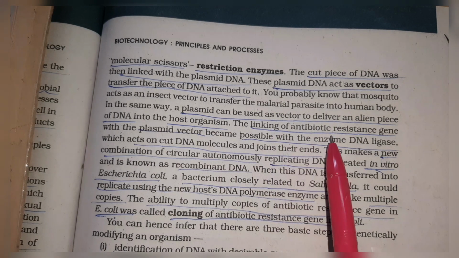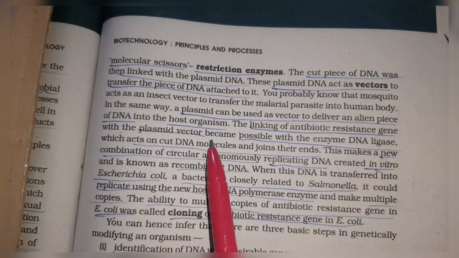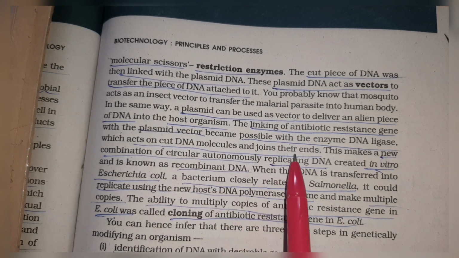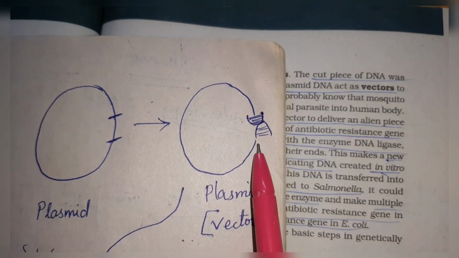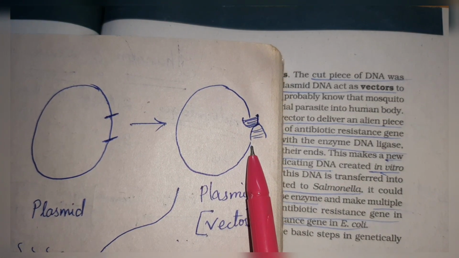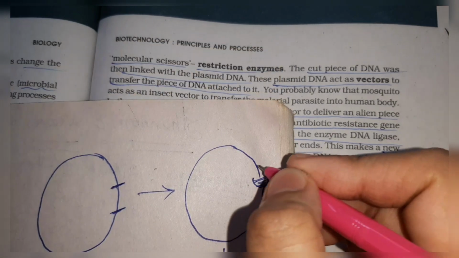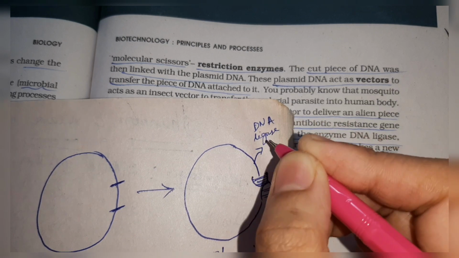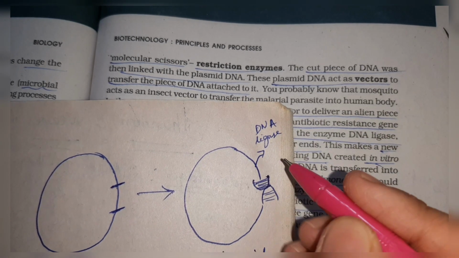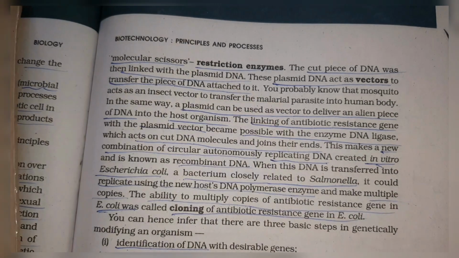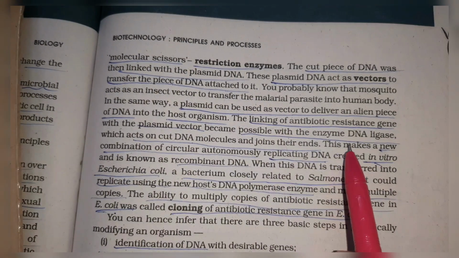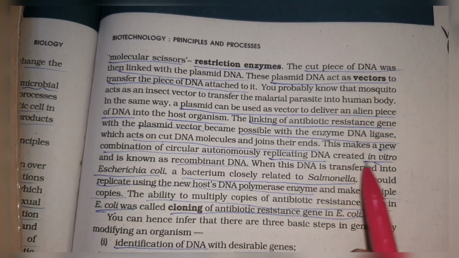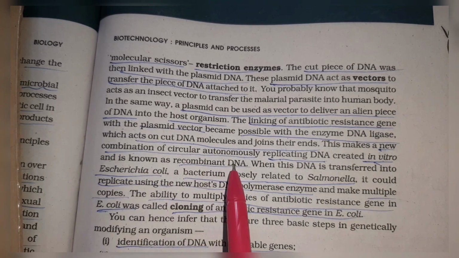Now, the linking of an antibiotic resistance gene with the plasmid vector becomes possible with the enzyme DNA ligase, which acts on the cut DNA molecule and joins their ends. When we stick the desired DNA back into the vector, we use the enzyme DNA ligase. Ligase means to stick, so it basically sticks this DNA into the plasmid. This makes a new combination of circular, autonomously replicating DNA created in vitro, and is known as recombinant DNA.